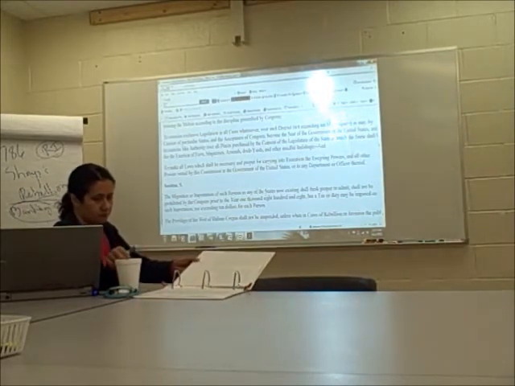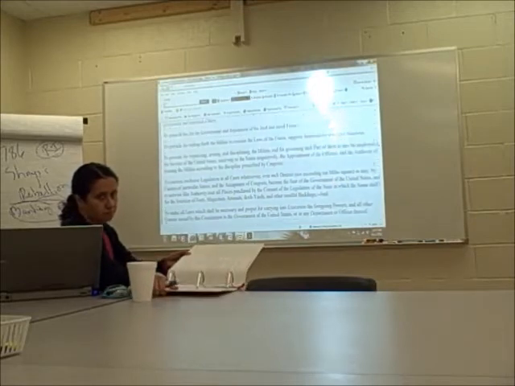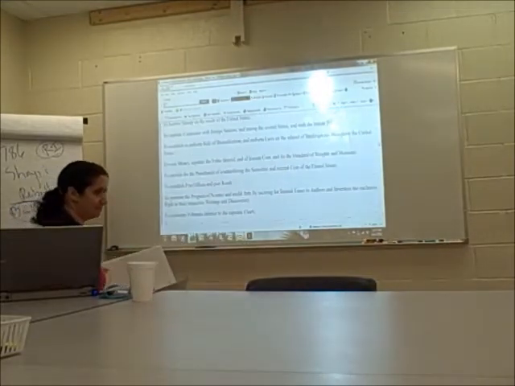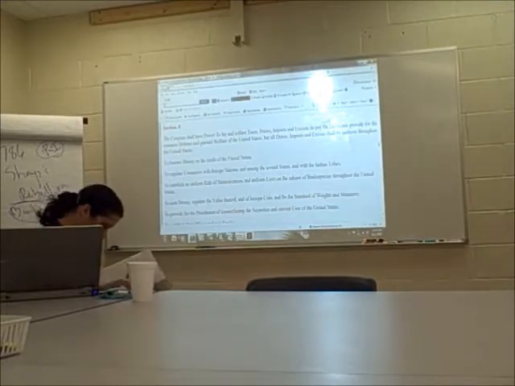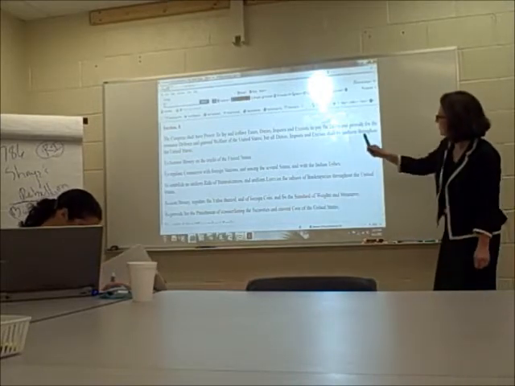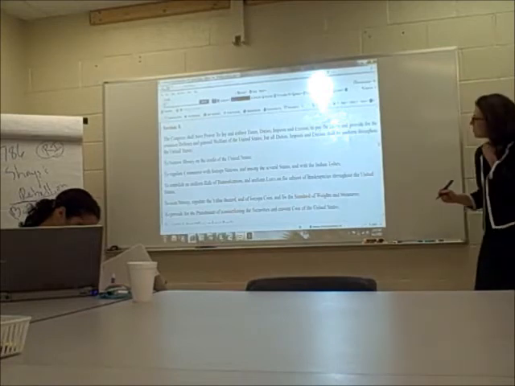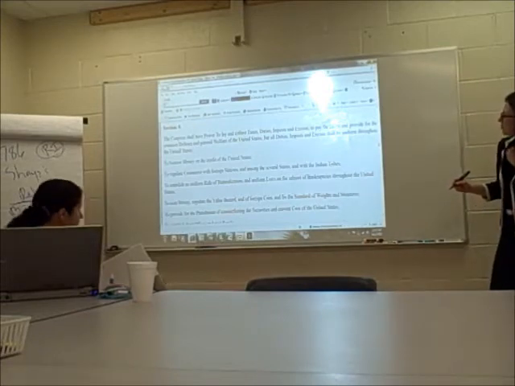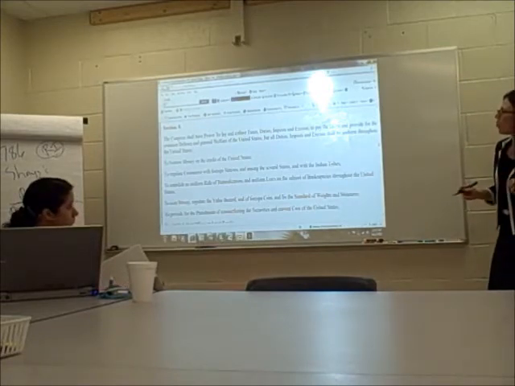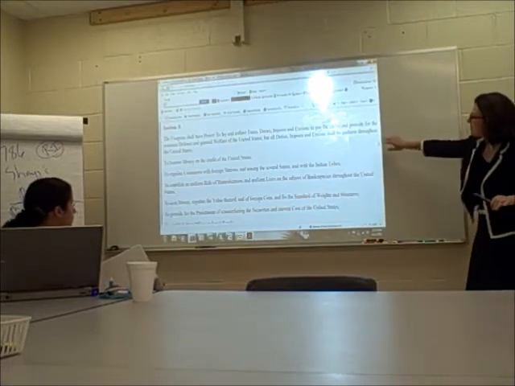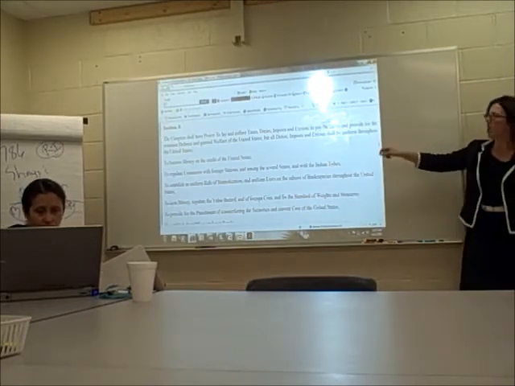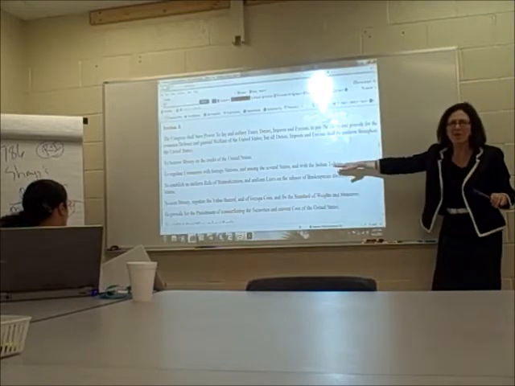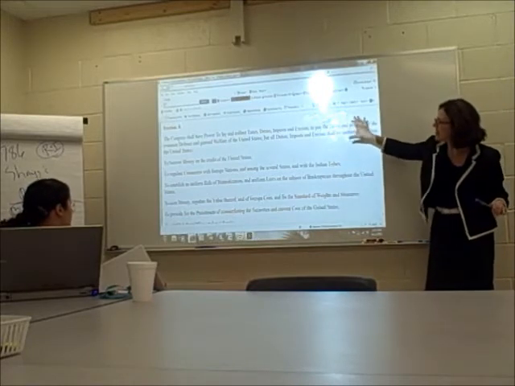So let's go back to the top of Article 1, Section 8, and look at this first clause again. The Congress shall have power to lay and collect taxes, duties, imposts, and excises, to pay the debts and provide for the common defense and general welfare. Why is that phrase in this sentence? Here's general welfare again from the preamble, but it's here. Not alone, but here. Why in this sentence?